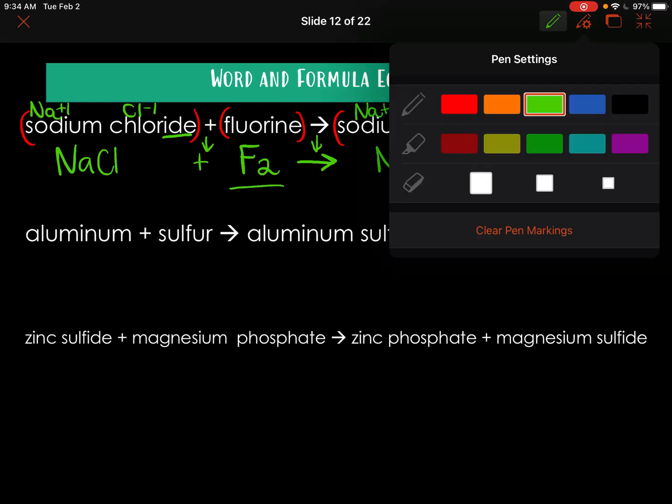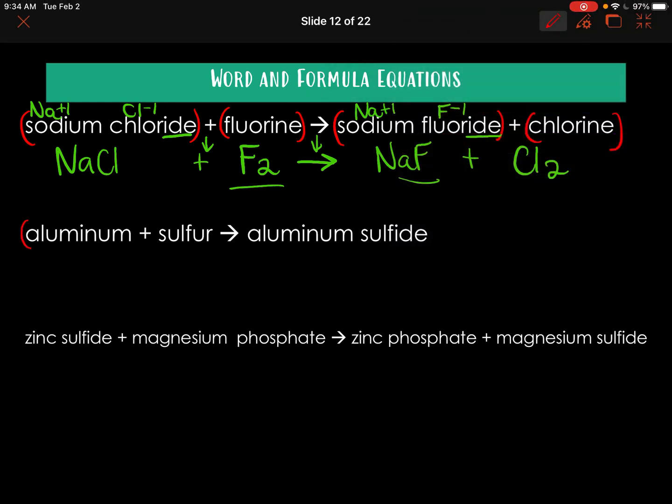Now the next one, aluminum plus sulfur yields aluminum sulfide. Okay, so aluminum, element or compound? It is an element. Is it diatomic? No. Aluminum is not diatomic, so we're going to bring it down and just write its symbol. And again, please note these symbols. Do not write S for sodium, because that is going to be sulfur.